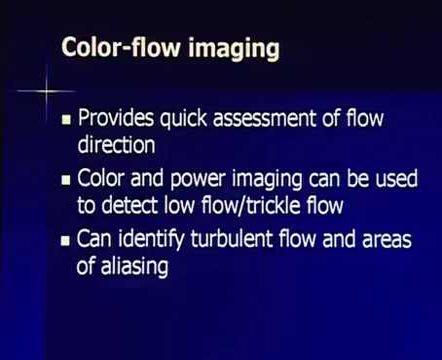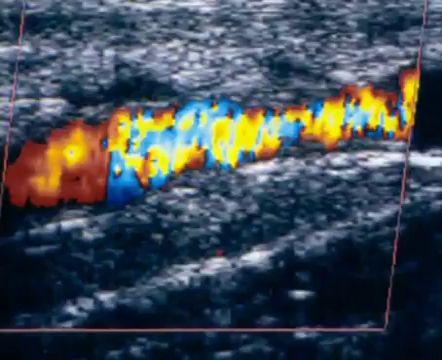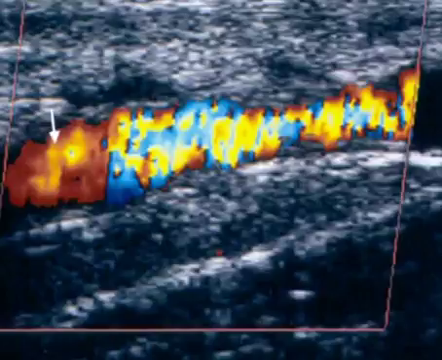And certainly color will rapidly identify areas of turbulence, displayed as color aliasing. And here we see an example of that. Over here, we have fairly normal color filling all the way out to the vessel wall, and then all of a sudden something changes.